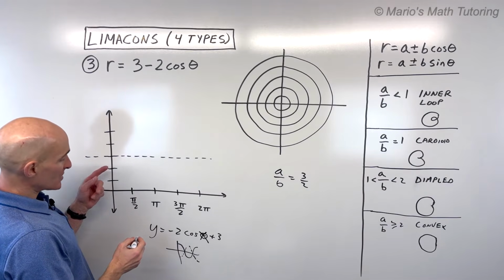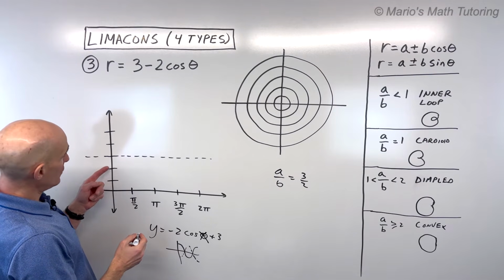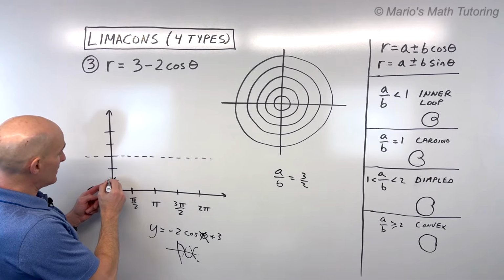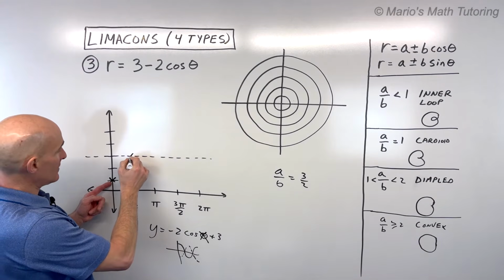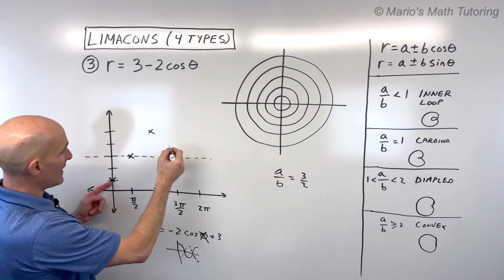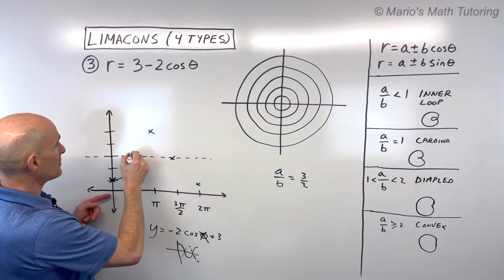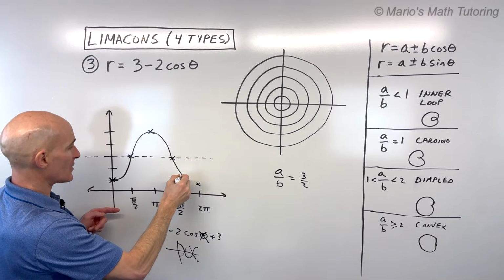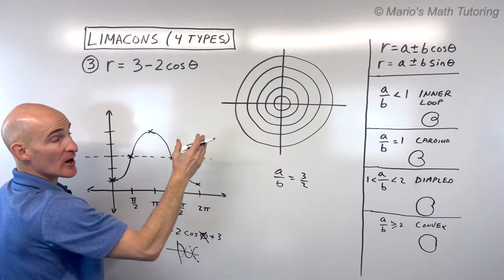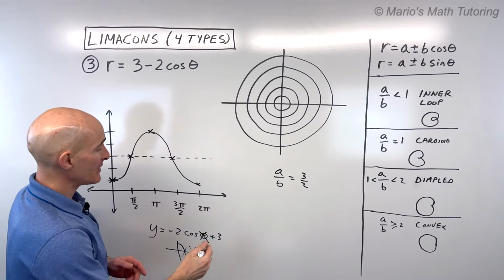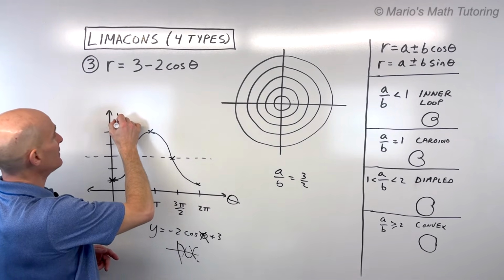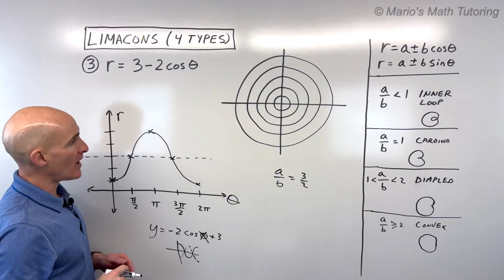So what we're going to do is start at 2 below the midline, then go to the midline, 2 above the midline, back to the midline, and 2 below. So basically there's our reflected cosine graph, and we're going to use that to transfer it over to our polar graph, thinking of this as our angle theta and our R value instead of the y-axis.